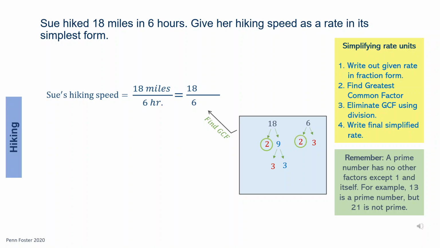Circle the common factors. 2 and 3 are the common factors between 18 and 6. To find the greatest common factor, multiply the common factors. 6 is the greatest common factor between 18 and 6. Now use the GCF to reduce the fraction. Divide top and bottom by 6. Sue's simplified hiking rate is 3 miles per hour.